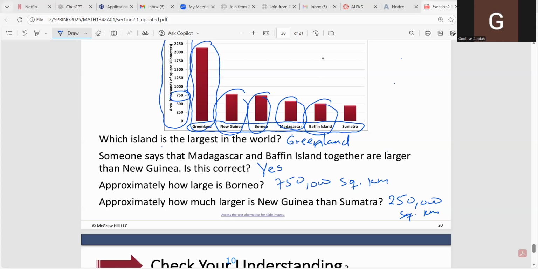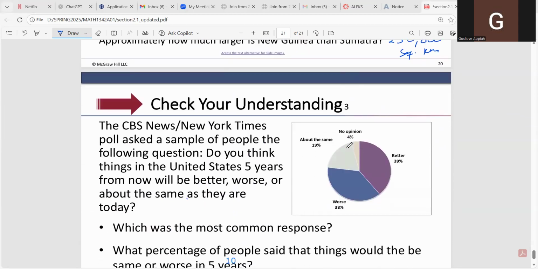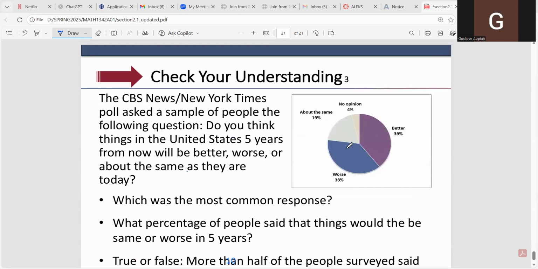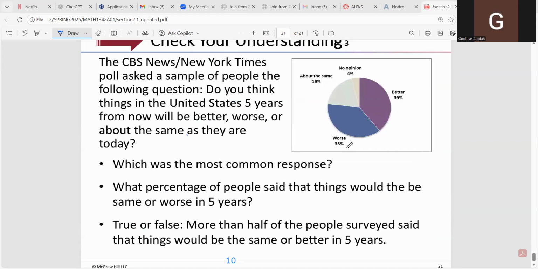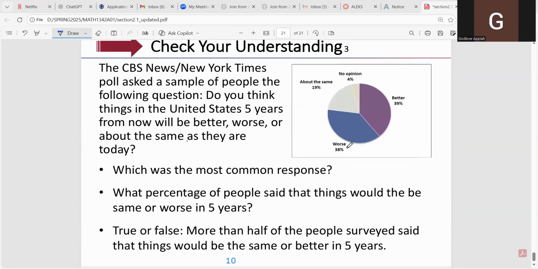All right, good. Now let's look at the next question. This is going to be our last question for tonight. After this, we should be over with this section. All right. So the CBS News or New York Times poll asked a sample of people the following question. Do you think things in the United States 5 years from now will be better, worse, or about the same as they are today? So this poll was used to gather information from some people.